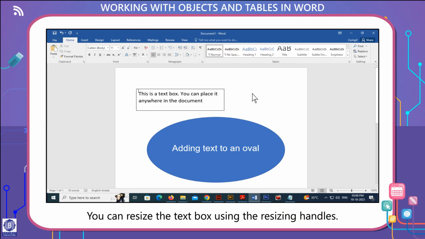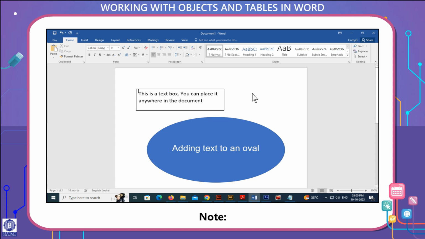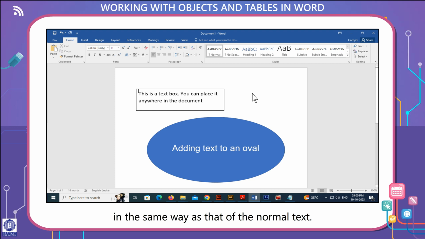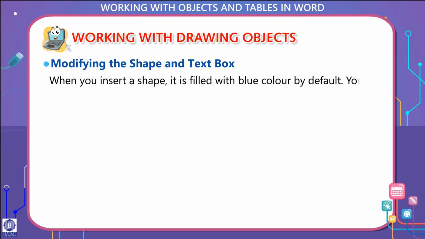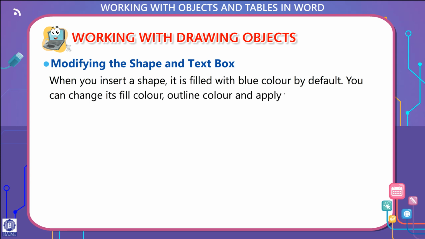You can resize the text box using the resizing handles. Note: you can format the text in the text box in the same way as that of the normal text. Modifying the shape and text box. When you insert a shape, it is filled with blue color by default. You can change its fill color, outline color, and apply various effects to it. To do so, follow these steps.